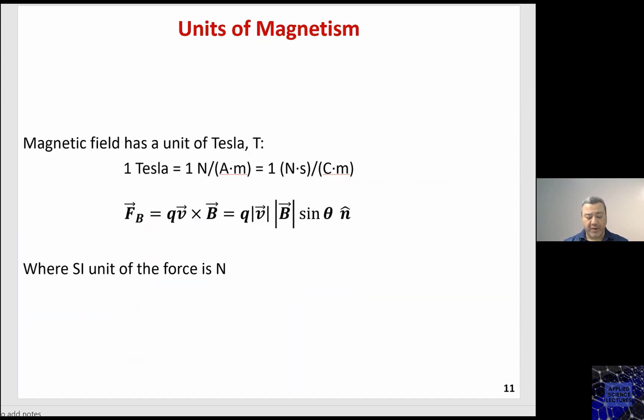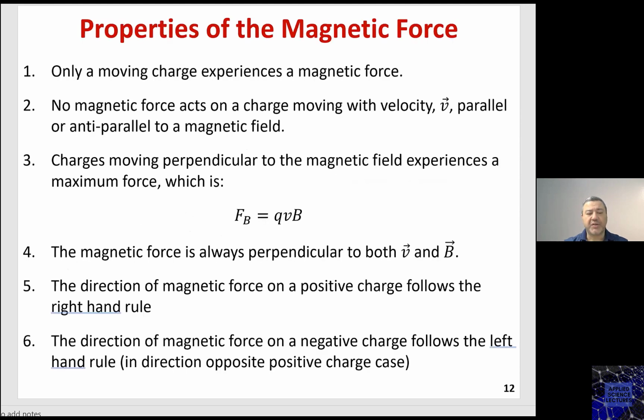So what is the unit of the magnetic force? The unit of the magnetic force is in Newton, and the magnetic field is Tesla. So what are the properties of this magnetic force? Number one, only moving charges are going to experience the magnetic force. If the charge are stationary, then there will be no magnetic force. As you have seen, the velocity is an important vector toward calculating the force. So as long as they are in motion within the existence of an external magnetic field, then there is a force.